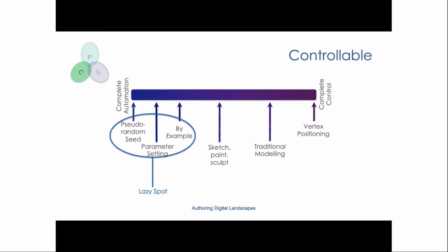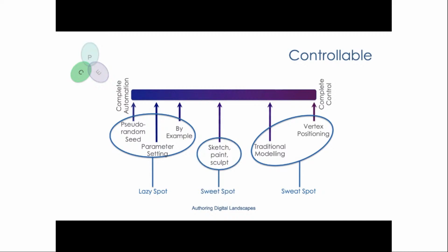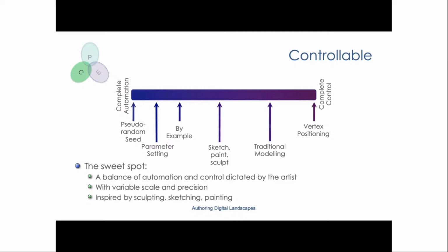There's what I call the lazy spot, which means that there's less work for the artist, but at the same time, they can't really do exactly what they want necessarily. Then there is the sweat spot, where you have to work really hard to create the large scale scenes that they need. And in the middle is the desirable point, which is the sweet spot. Perhaps a little bit more about this. That sweet spot represents a perfect combination between automation and control that allows the artist to balance the amount of work that they do and the control that they have over the environment.